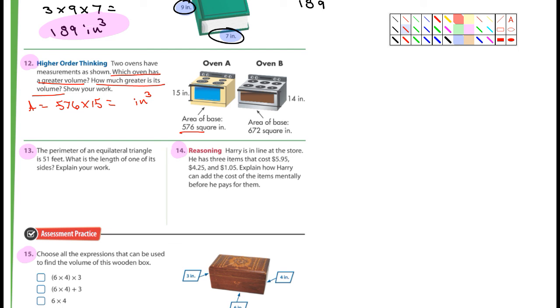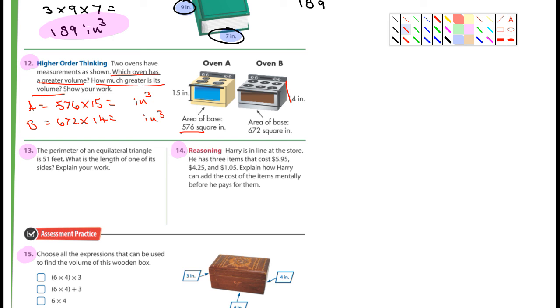Okay, for oven B, it's going to be 672 times, what's the height? Height is 14. Okay, and it's inches cubed. So you need to figure out what those are. And then don't forget to answer all the questions. There's 2 questions. Which oven has a greater volume, A or B? And how much greater? All right.